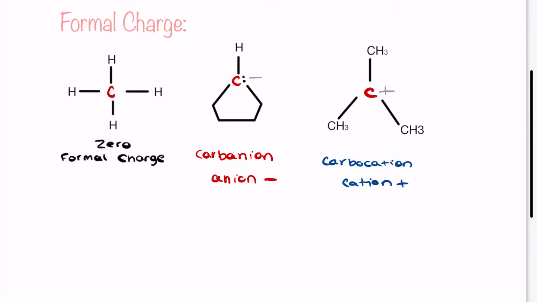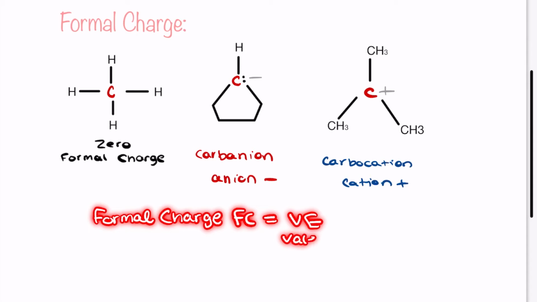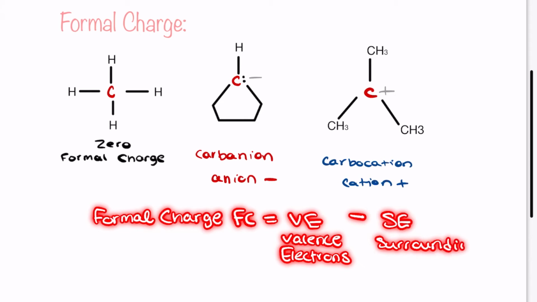So let's calculate the formal charge for each of the carbons I have highlighted in red. And the formula that we're going to be using is formal charge, or FC for short, is going to be equal to valence electrons minus surrounding electrons. And I just abbreviated each of those to make it easier. So we're going to go ahead and calculate the formal charge for each of the elements in red.